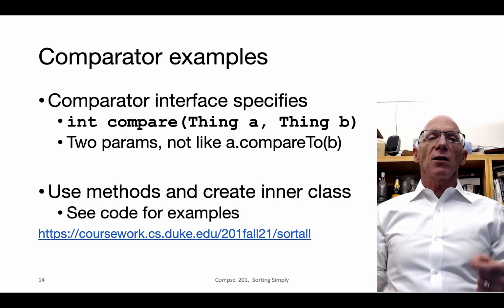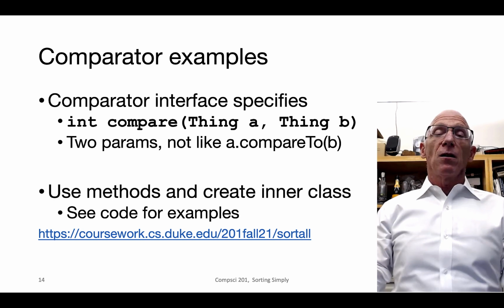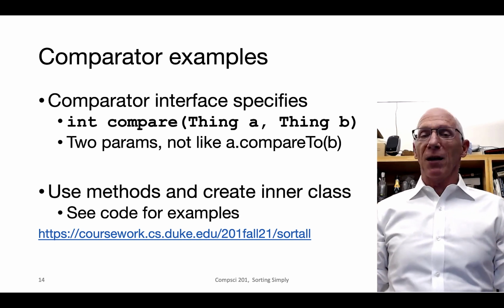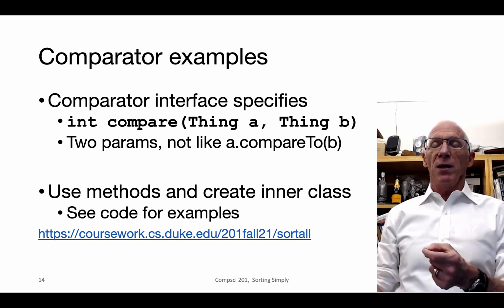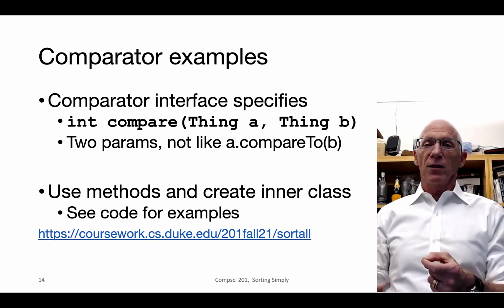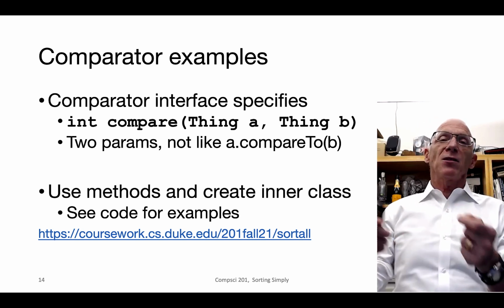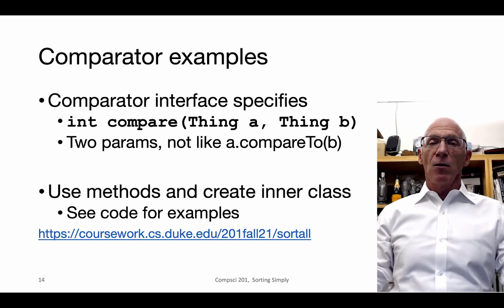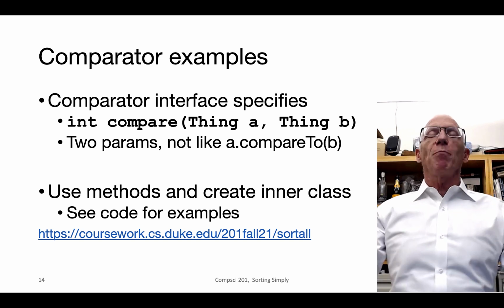When we are using a comparator, we must provide a method named compare. It has two parameters, thingA and thingB, assuming that my class is named Thing. It's similar but different from a.compareTo(b) for the Comparable interface. For a.compareTo(b), b is passed as a parameter to the method for a. So I have two objects, a, which is this, .compareTo(b). For a comparator, I supply both objects.